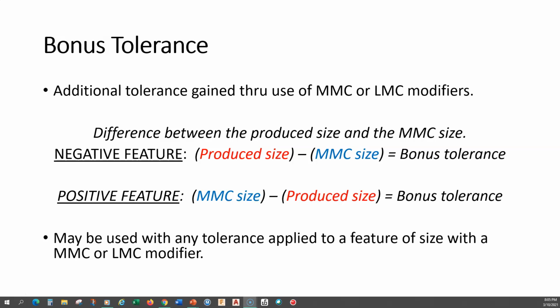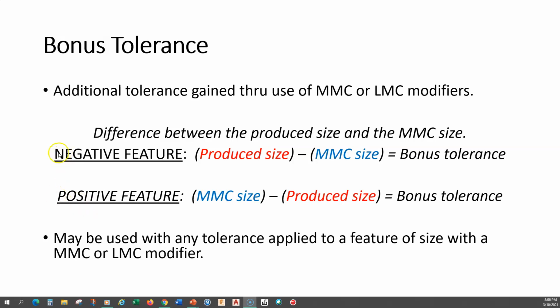So that also rules out form tolerances that have no datum reference and are applied to surfaces or non-size features. All right. And basically, the bonus tolerance is the difference between the produced size and the MMC size. Okay, the produced size is the size of the hole or the feature as it's manufactured. And the MMC size, of course, is taken from the drawing and the dimensions on the drawing. We have two equations that we can talk about. Really, they're the same equation.